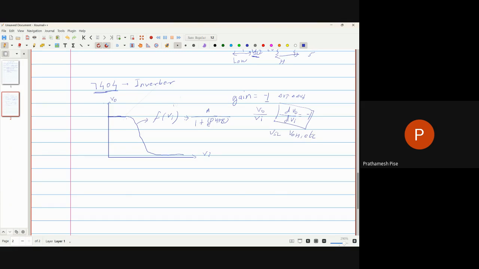In this graph, what is dVo by dVi, which is the gain in this graph? Can somebody tell? Think about it. What is dVo by dVi? Can anybody tell?